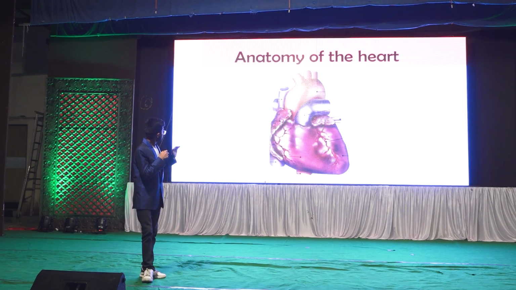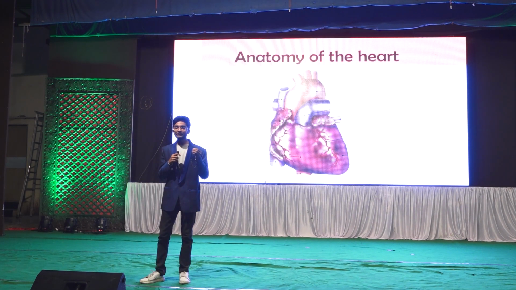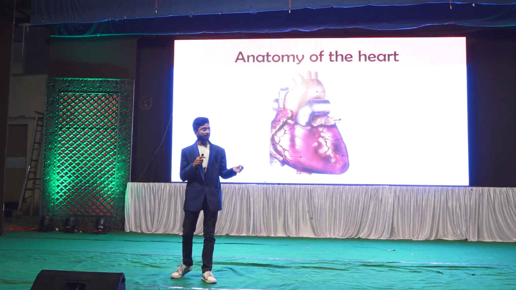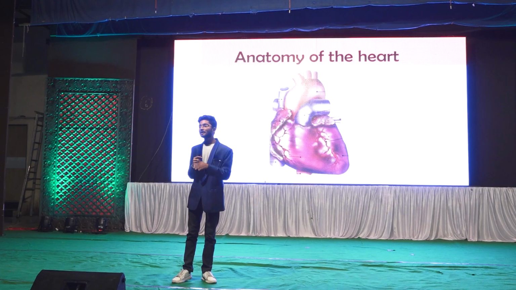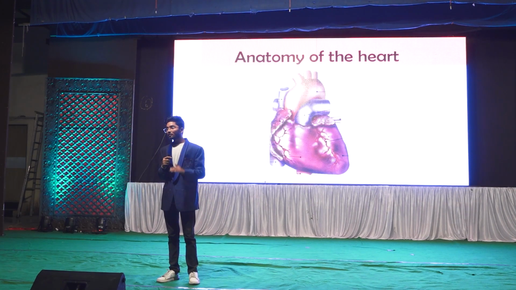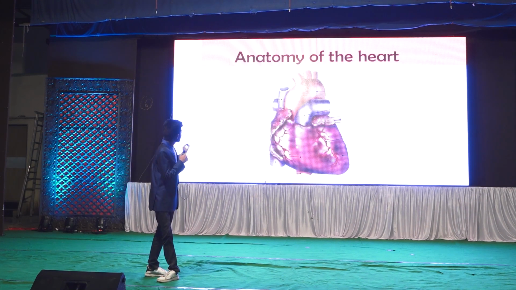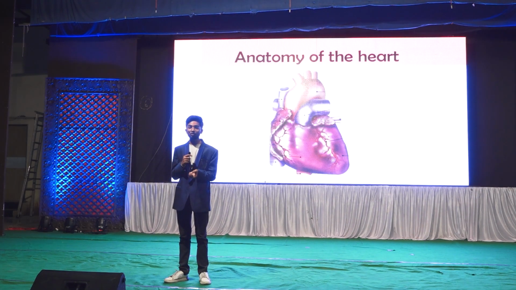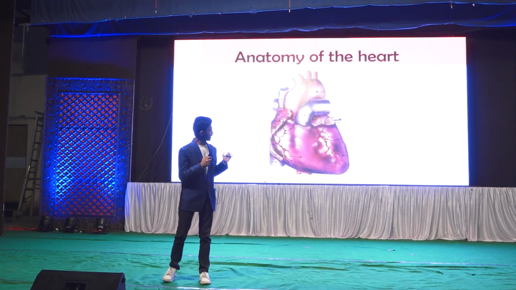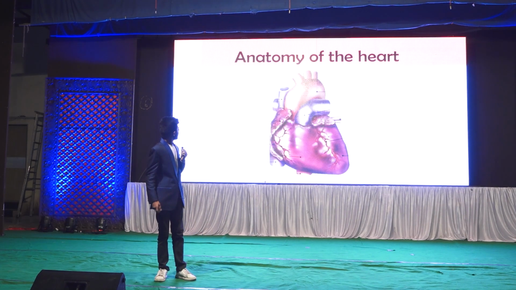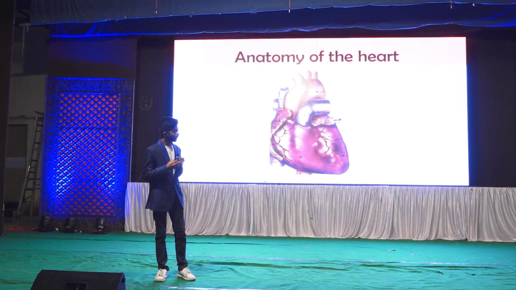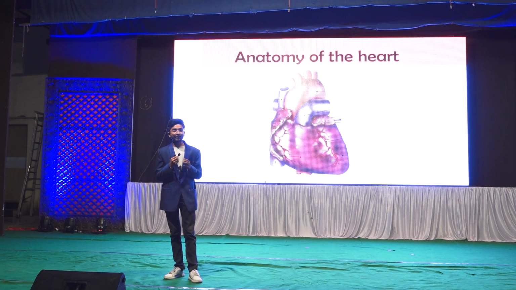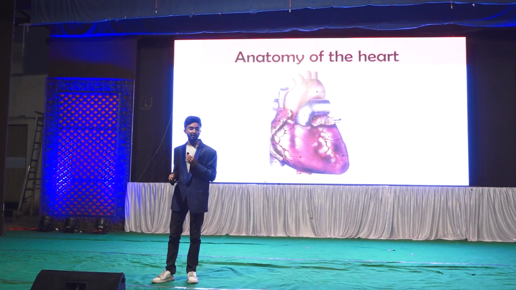One is the superior vena cava, which brings the deoxygenated blood from the upper part of the body to the heart. The second one is the inferior vena cava, which brings the deoxygenated blood from the lower part of the body. And one is the coronary sinus, which brings the deoxygenated blood from the heart itself to the heart. And on the ventricle side, you can see the aorta, which provides the oxygenated blood all over the body.